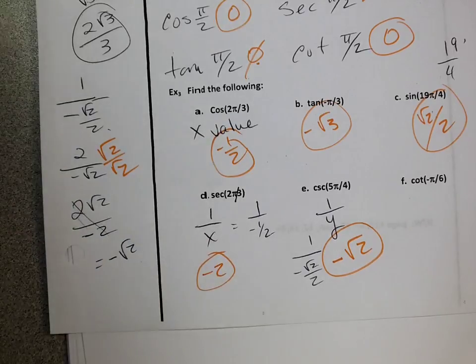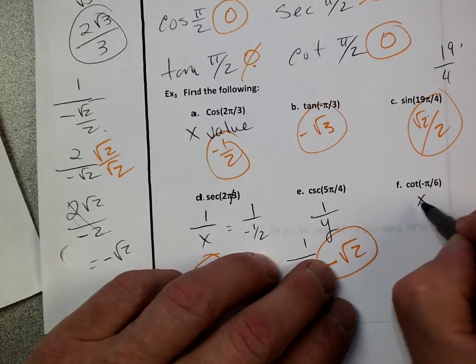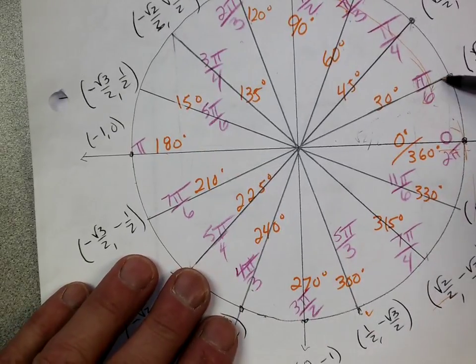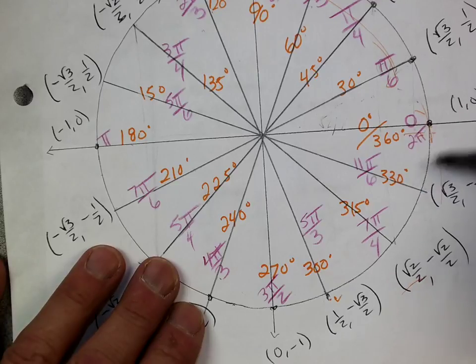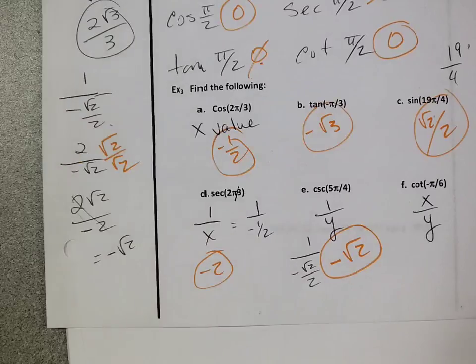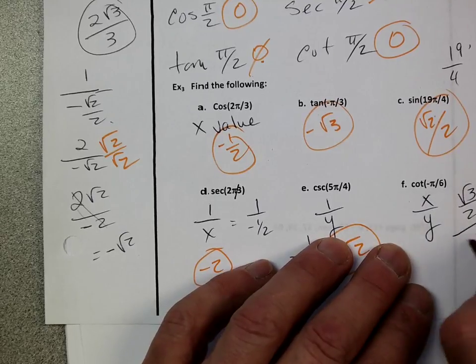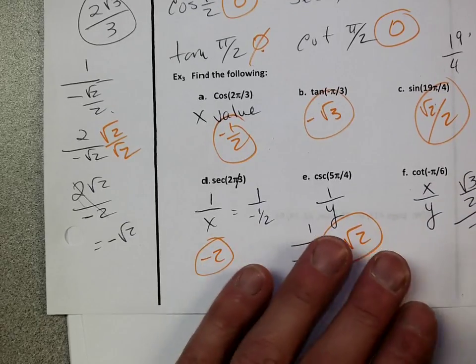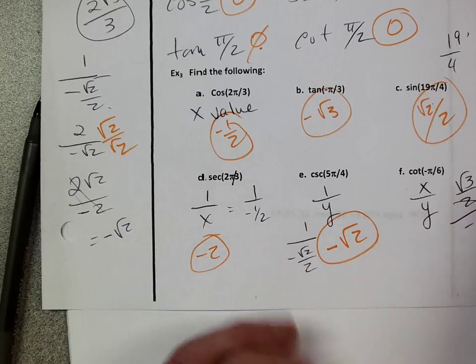Cotangent of negative pi 6. So cotangent's got to be the x over the y. Pi 6 is this rotation, right? Negative pi 6 is down here at 330 degrees. So this is where I want to be. Instead of going up pi 6, I go down pi 6. Cotangent's got to be the x over the y. It's going to be my square root of 3 over 2 over my negative 1/2. The 2's can cancel, and you're left with just plain old negative square root of 3.